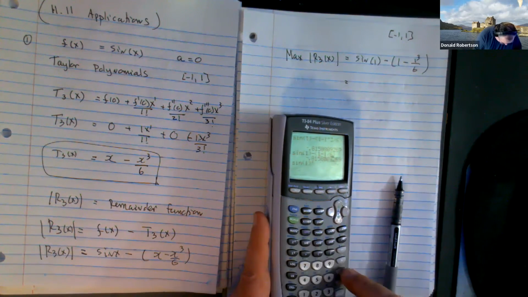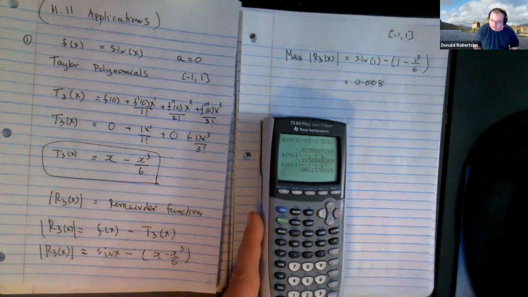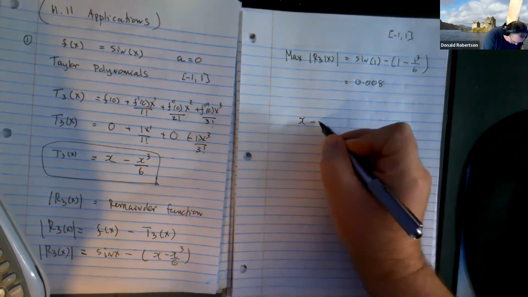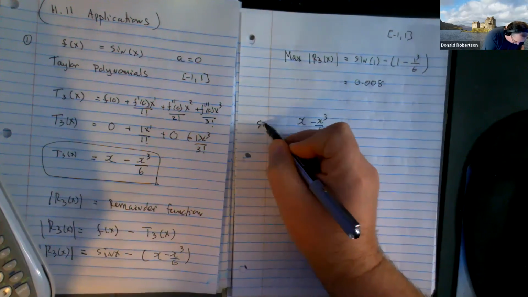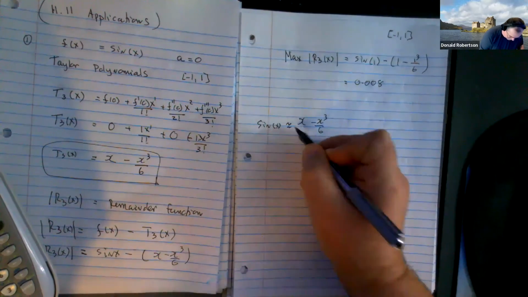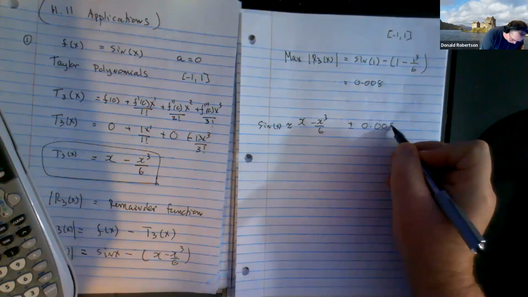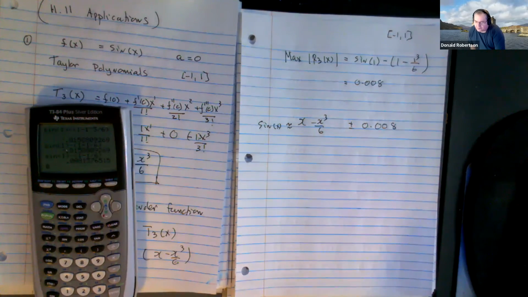Sine of 1, take away 1, take away 1 cubed divided by 6. And the answer I get is 0.008. So if I use x take away x cubed over 6 as an approximation to the sine x function, I know my answer is going to be good plus or minus 0.008. And that is the worst case scenario. For a lot of the time, aren't I going to get a more accurate answer?